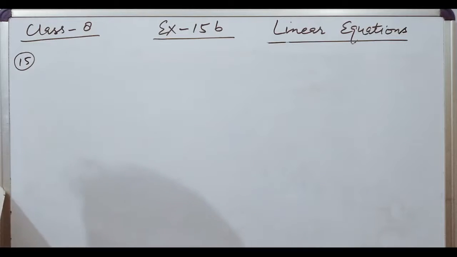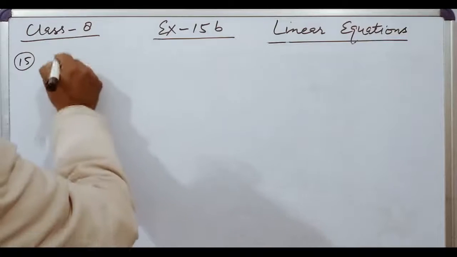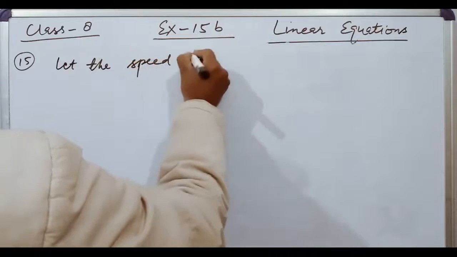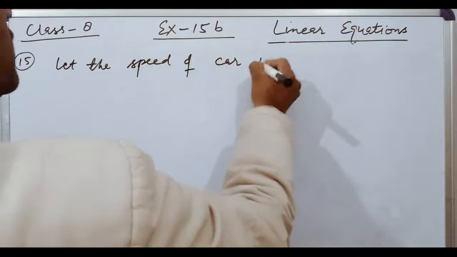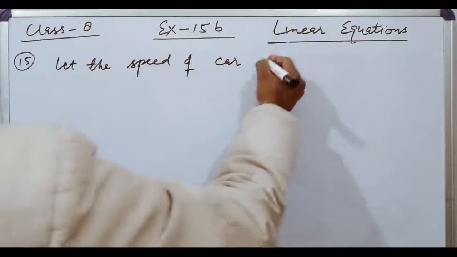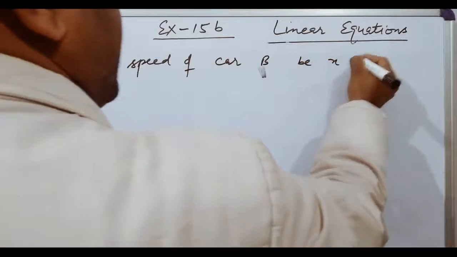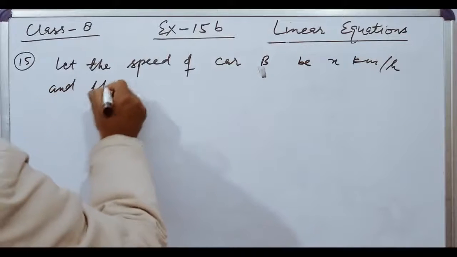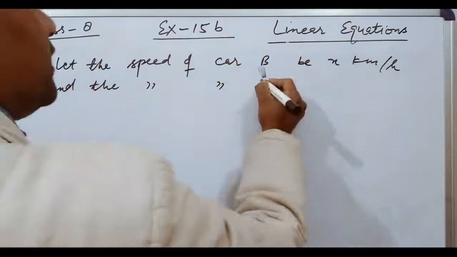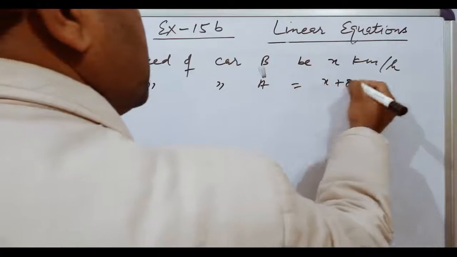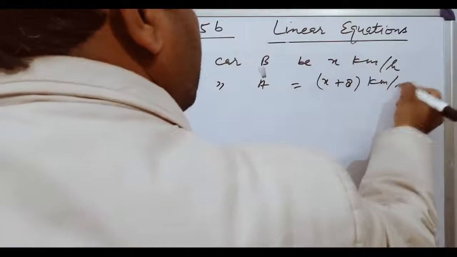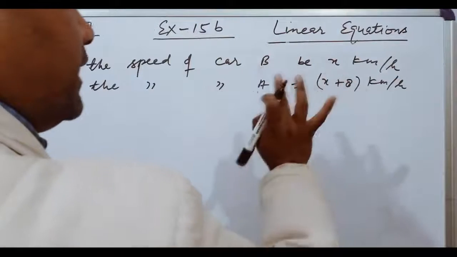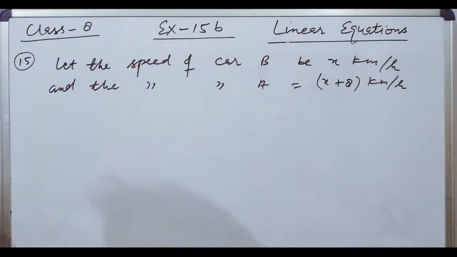Let the speed of car B be x km per hour and the speed of car A equal to x plus 8 km per hour. Why? Because speed of car A is 8 more than speed of car B.